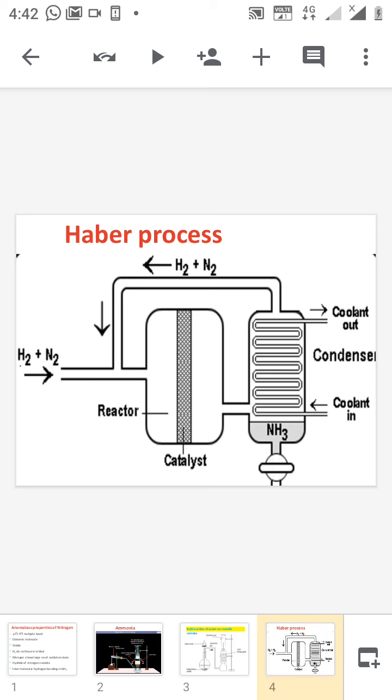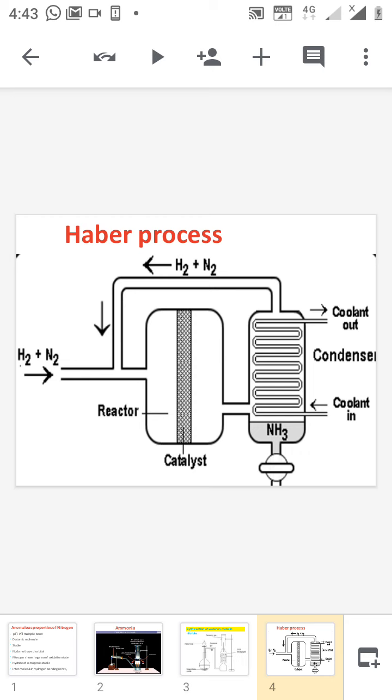promoted by a small amount of potassium oxide or aluminum oxide at 450 to 500 degrees Celsius under a pressure of about 100 to 1000 atmospheres. According to the Joule-Thomson expansion, which we studied in thermodynamics, if you compress a gas at very high pressure and then release or expand it, it will cool and we will get the gas in the form of a liquid. So according to the Joule-Thomson effect, the ammonia is liquefied and produced.